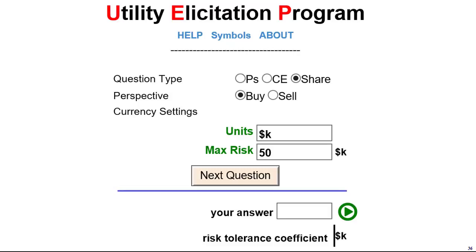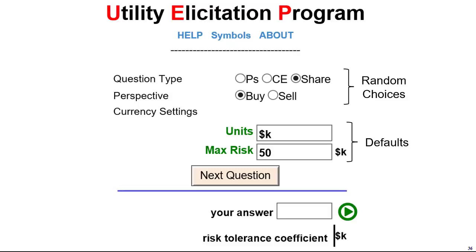UEP randomly assigns question type and buy or sell perspective. These buttons are set for share, question type, and buy perspective. The default currency units are K dollars. This is just a label for the NPV, EMV, and CE amounts. This is just a label and you can enter up to 8 characters.